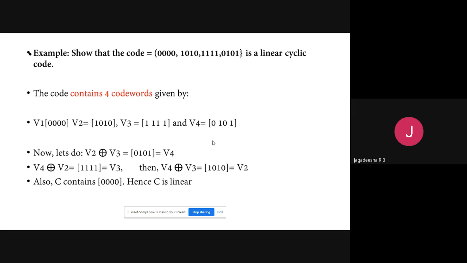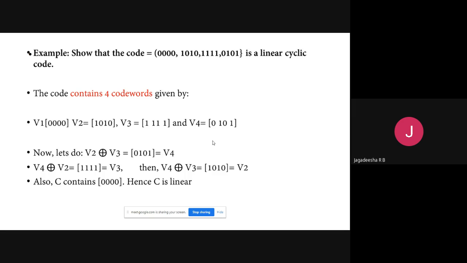I have not shown V1 added with anything, because you know what happens when 0 is added with anything. When I say add, this is XOR operation. 0 XOR X is what? X, right? So it's very simple. I have not shown it, but you can verify that.